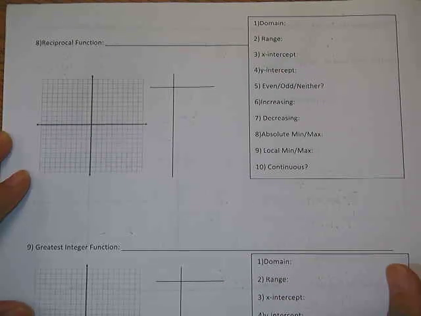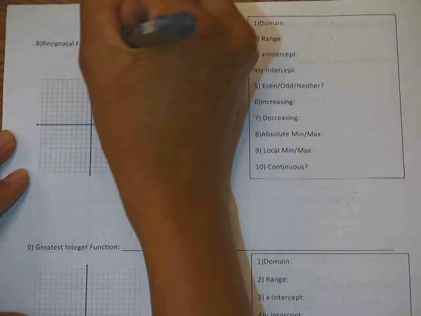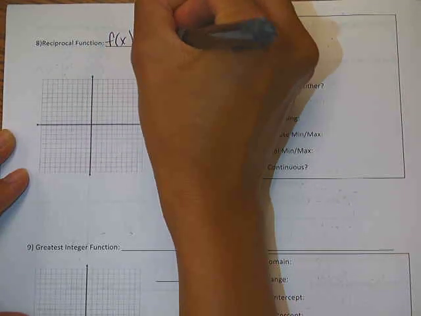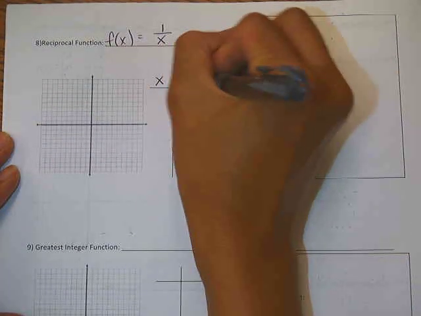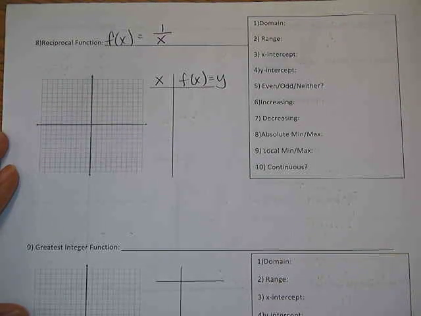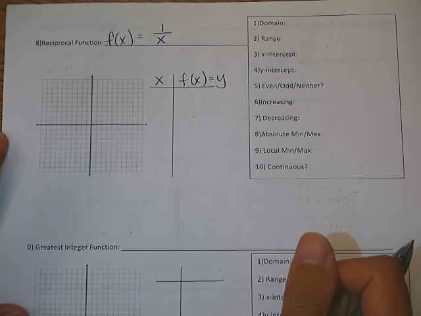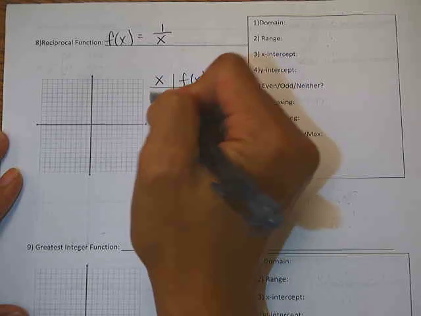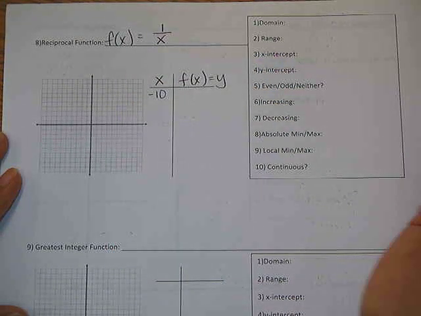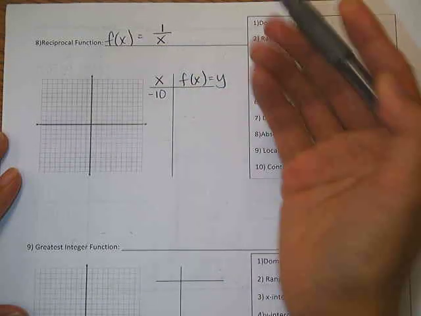Okay, so this is called the reciprocal function. So f of x equals, reciprocal means I'm going to flip it, so 1 over x. Okay. So let's do input, output, which is the same as y. What should we put in? How about we put in a really large number, like negative 10. So 1 divided by negative 10 is negative 1 over 10.